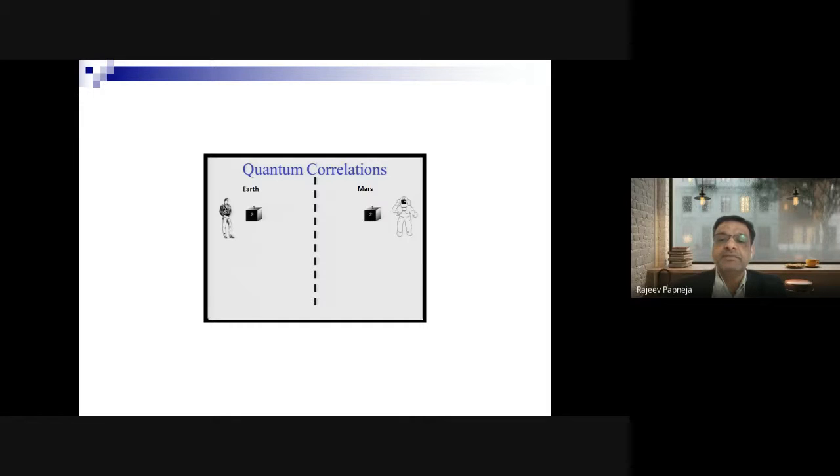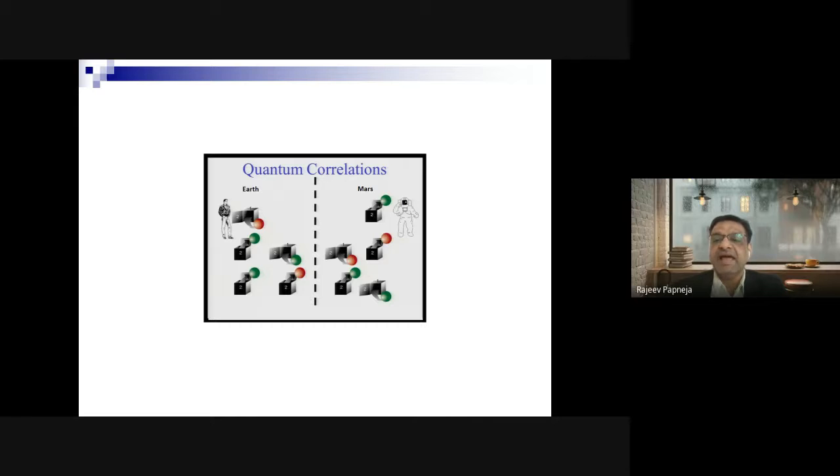Namely, I can open my box through either door number 1 or door number 2, and when I do so, what I find is a random value, 50% probability of being red and 50% probability of being green. And the same thing is true for my friend who is on Mars. So it means that neither one of us, by opening his box, is gaining any information.